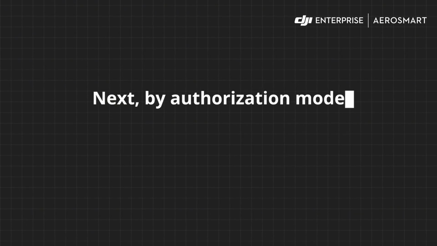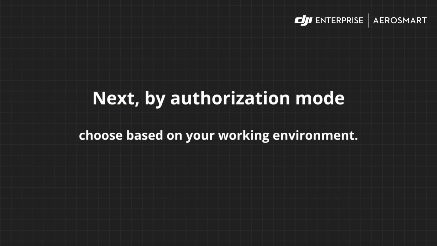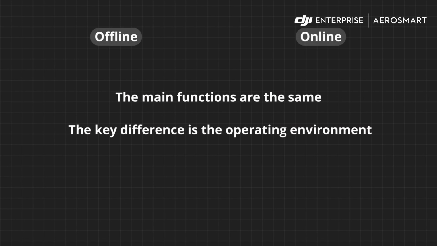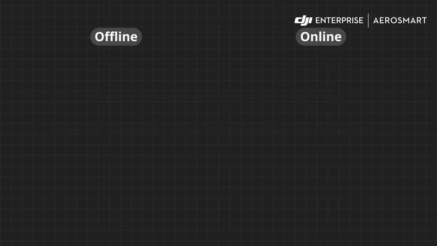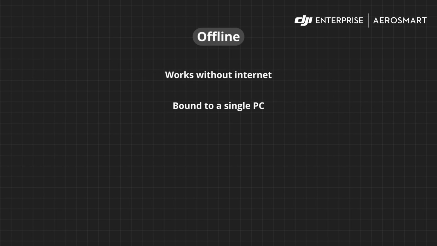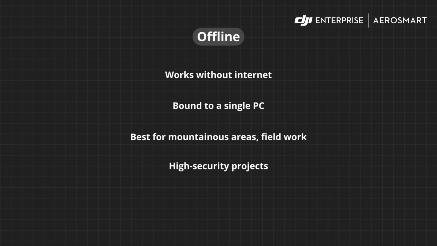Next, by authorization mode, choose based on your working environment. The main functions are the same. The key difference is the operating environment. The online version requires an internet connection for verification. It supports external map overlays. The offline version works without internet and is bound to a single PC. It's best for mountainous areas, fieldwork, or high-security projects.